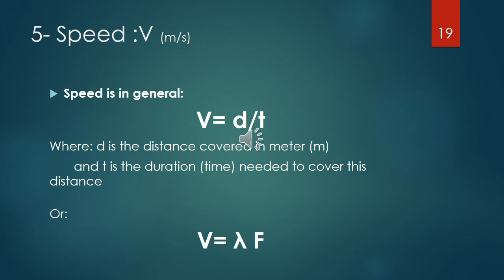The last but not least characteristic is the speed, v. In general, the speed is the ratio of distance by time or duration. In the case of a wave, the distance covered in one cycle is the wavelength, and 1 over T, 1 over period, is the frequency, so we can say that the speed equals the wavelength times the frequency, or v equals lambda f.